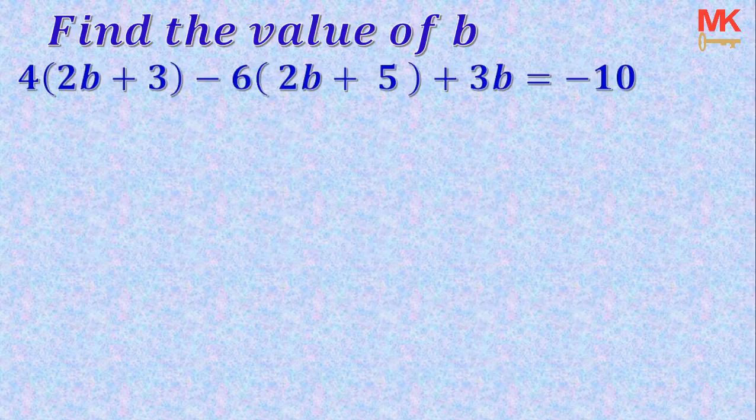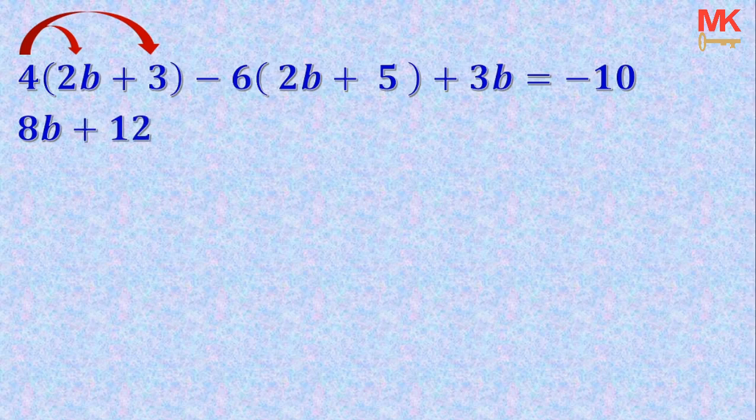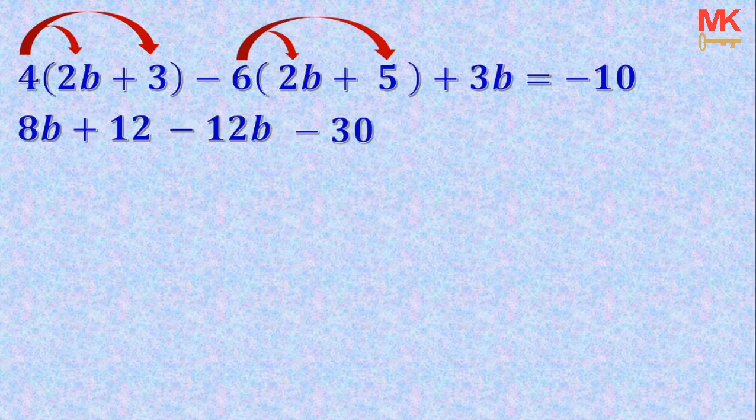Here is another example that looks very much like the former. Okay, we're going to proceed with our expansion straight away because you can see that the brackets all have their numbers at the front. So the 4 multiplies the 2b, and that gives us 8b. The same 4 multiplies the positive 3, which gives us the positive 12. And the negative 6 in front of the second bracket multiplies the 2b in the bracket, and that gives us negative 12b. The same negative 6 multiplies the positive 5, which gives us negative 30. And then we just keep our positive 3b and our negative 10 at the right hand side.